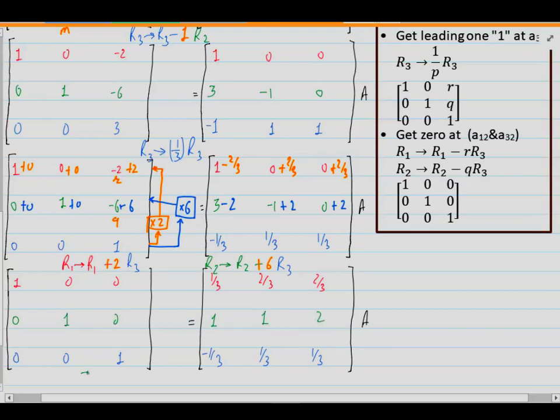So here we get our I is equal to A inverse form, which suggests that our A inverse is 1 by 3, 1 by 3, 1, 2 by 3, 1, 1, 2, minus 1 by 3, 1 by 3, 1 by 3. This is our final answer.